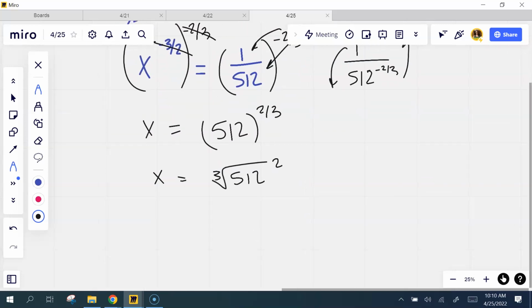And then what's the third root of 512? 8. And 8 squared is?